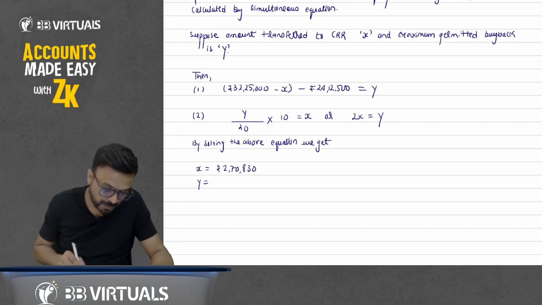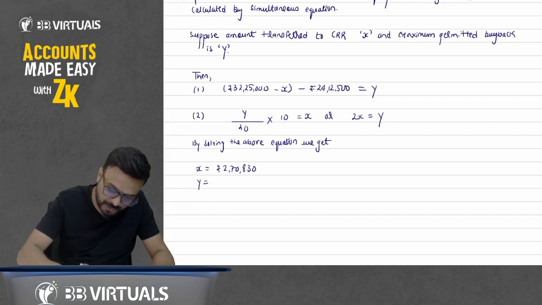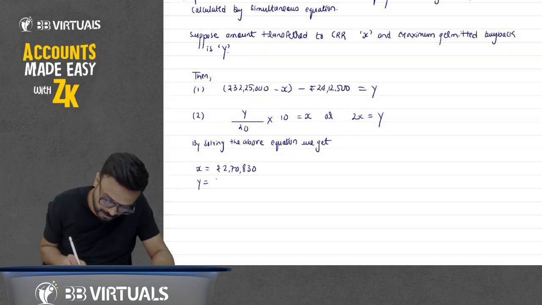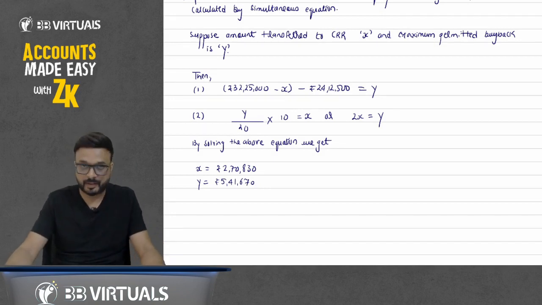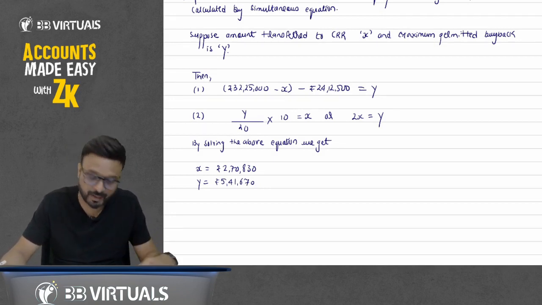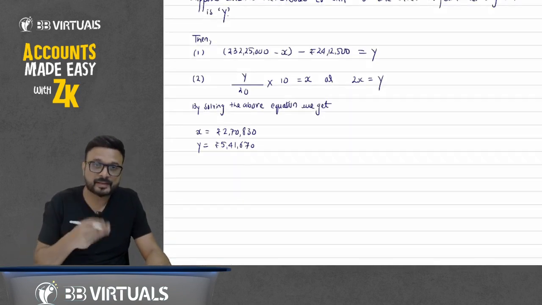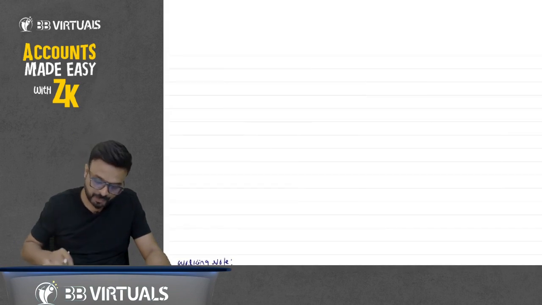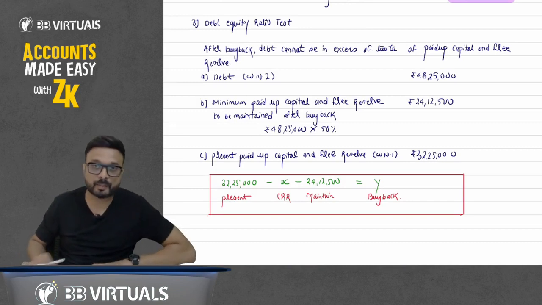Take 830. Now we have found X, so 32,25,000 minus 2,70,830 minus 24,12,500 comes to 5,41,670. Okay, so we have found X and Y. All of you write them down. X is the amount of CRR, Y is the amount of buyback. We have written point number C. Now below this, write down point number D.